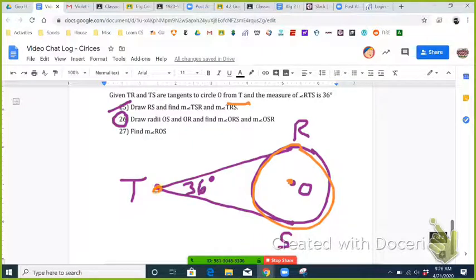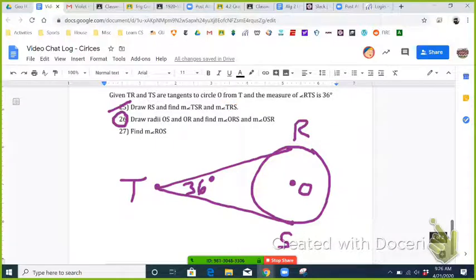So we put T on the outside. Points R and S have to be on the circle. We connect those, and these have to be congruent to each other because they're tangent segments from the same point outside the circle. Also, they said this angle right here is 36 degrees. So that's how we set it up.